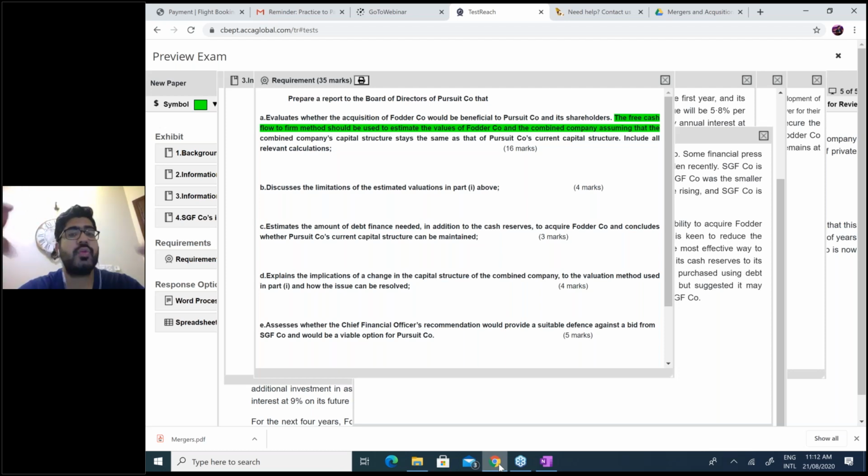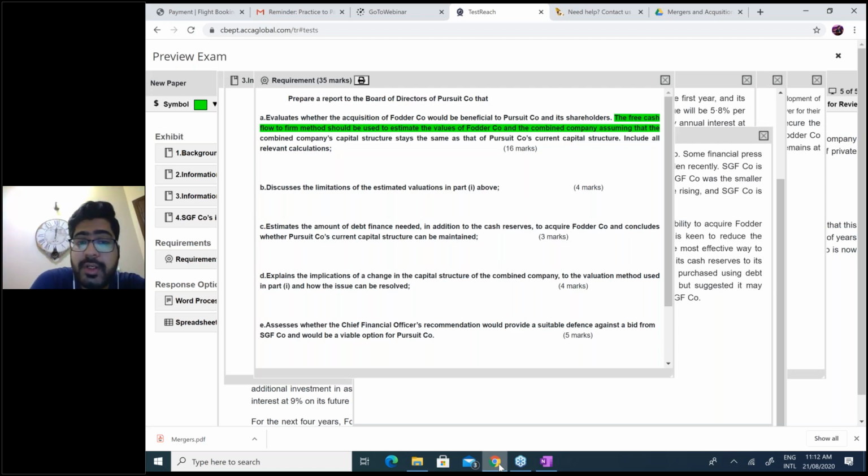I'm not getting anything, being a student, from listening to the first line: evaluate whether acquisition of Fodder would be beneficial to Pursuit and shareholders. Difficult thing to do, but the question is guiding. The free cash flow to firm method should be used to estimate value of Fodder and the combined company, assuming combined's capital structure stays the same as Pursuit's capital structure, the debt to equity composition, 50-50%.